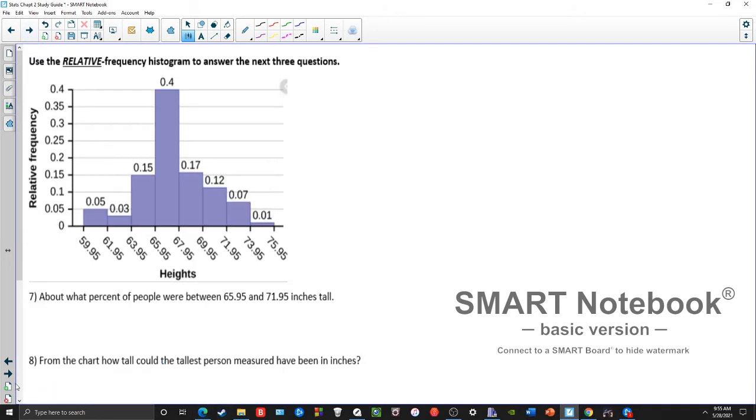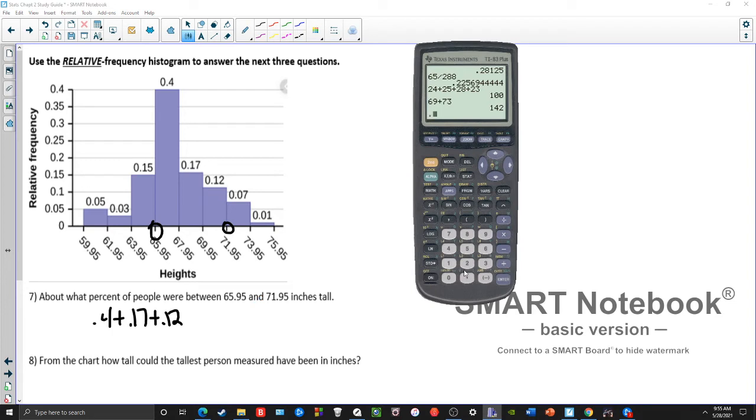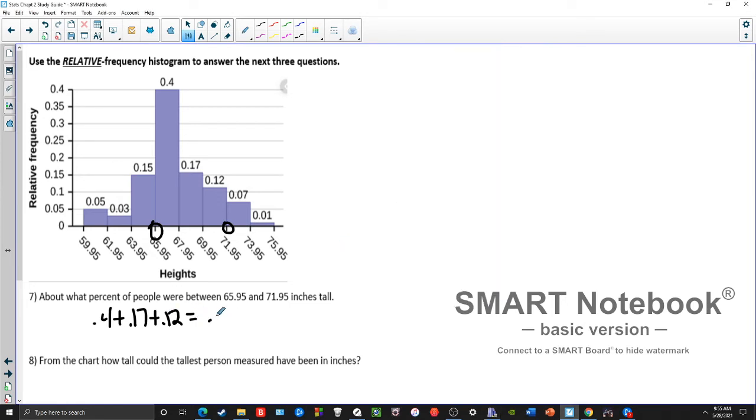All right, so reading a diagram here, reading a relative frequency histogram, this is all percentage based. This is 40%, not 0.4. What percent of people were between 65.95 and 71.95? Well, that's pretty easy. Here's 65.95, here's 71.95. We're simply going to add everything between them. So 0.4 for the first bar, 0.17 for the second, 0.12 for the next, and we just add them up. 0.4 plus 0.17 plus 0.12, we get 69%. So 69%. Right? So again, you just add up everything within the boundaries there.